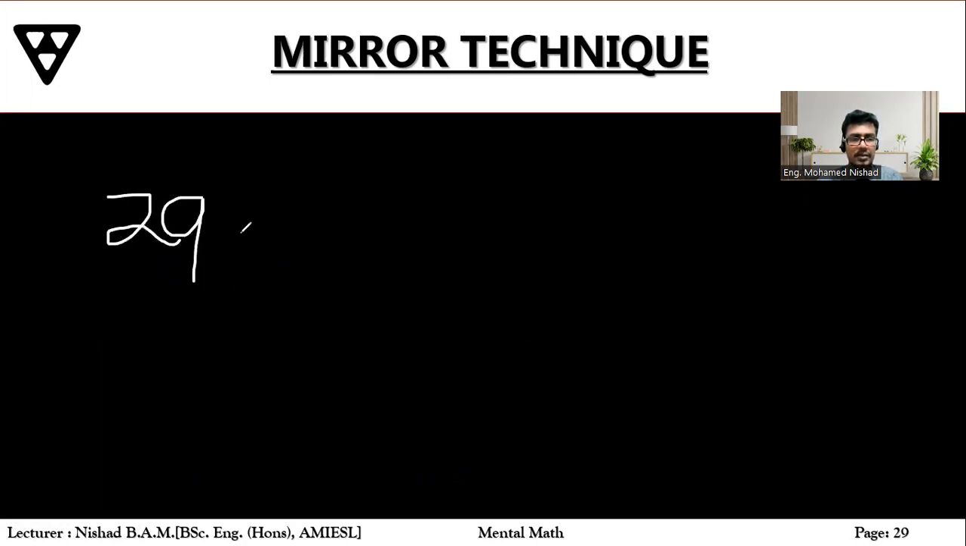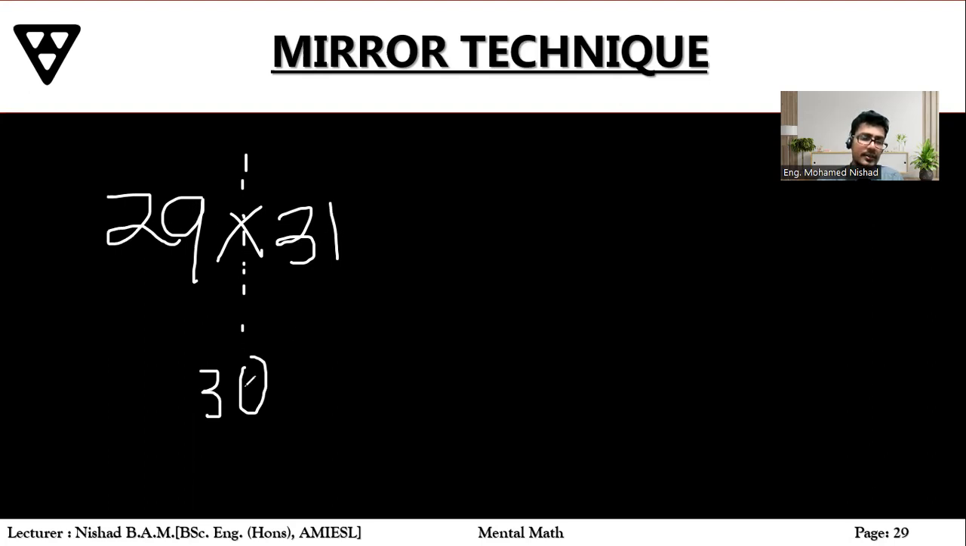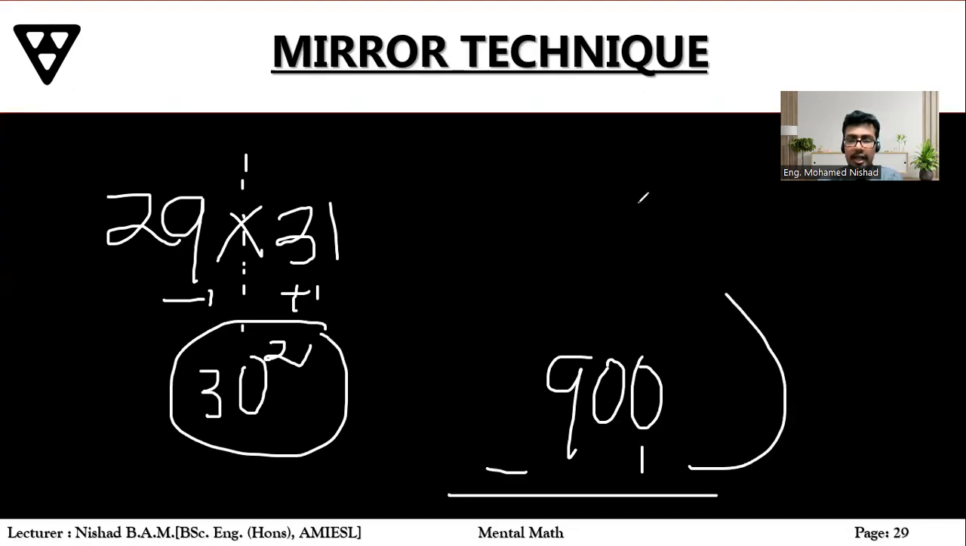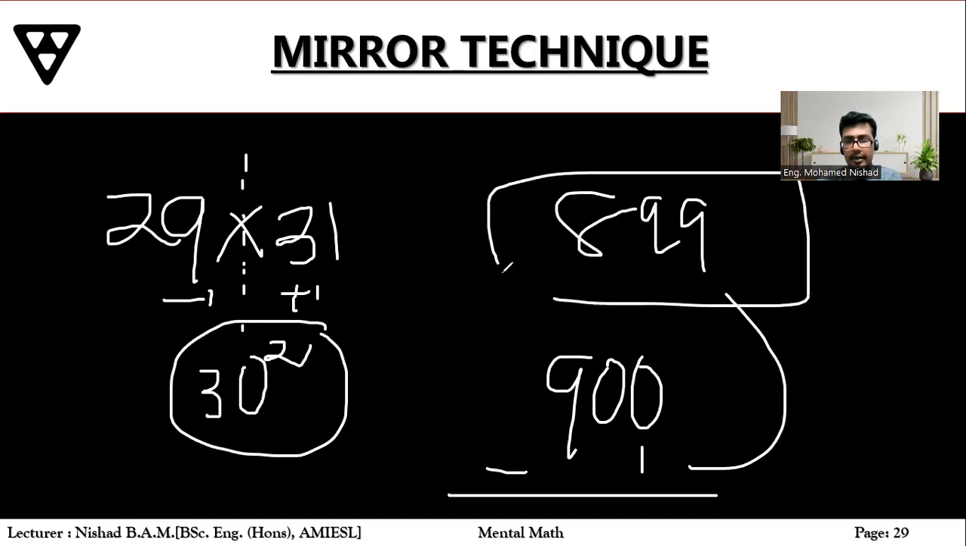So let's say you are going to multiply 29 times 31, right? As you can see, they are mirror to 30, because subtracting 1, it will be 29, and adding 1, it will be 30, right? Now we have to square this number. That's it. So 30 square will be 900. After that, we have to multiply the differences, -1 and +1. How much will it be? 1 times 1, it will be 1. In this technique, we have to subtract that number. So then it will be 899, right? That is the answer.